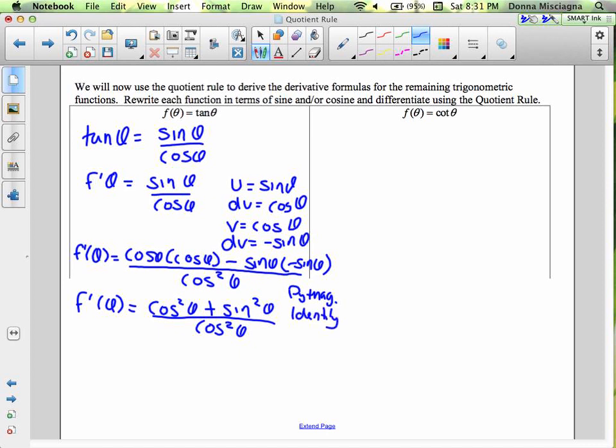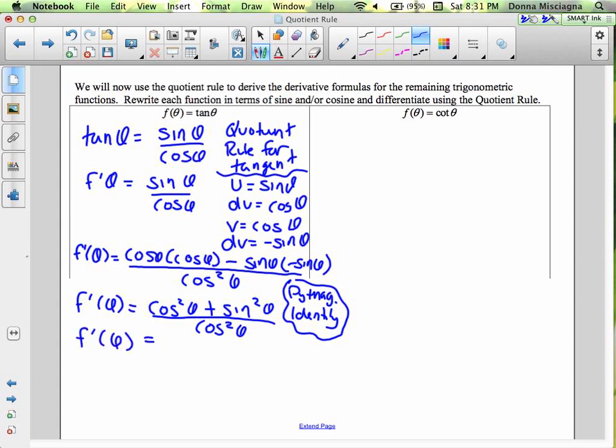Right there. This one here, by the way, was the quotient identity for tangent. It has nothing to do with the quotient rule for derivatives, right? All right, so Pythagorean identity, cosine squared theta plus sine squared theta, that's 1. So f prime of theta is 1 over cosine squared theta.